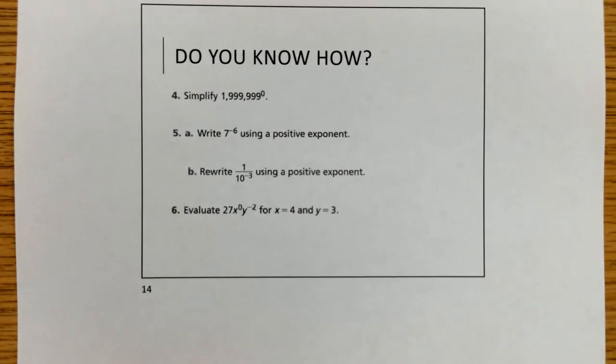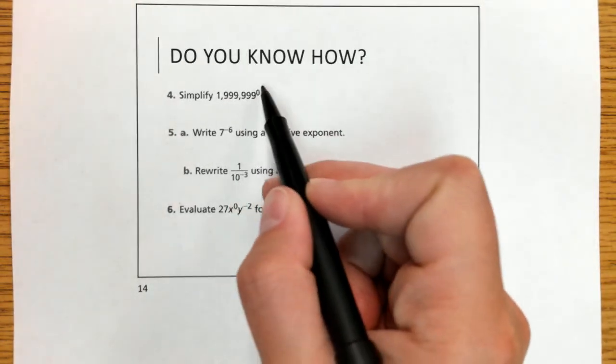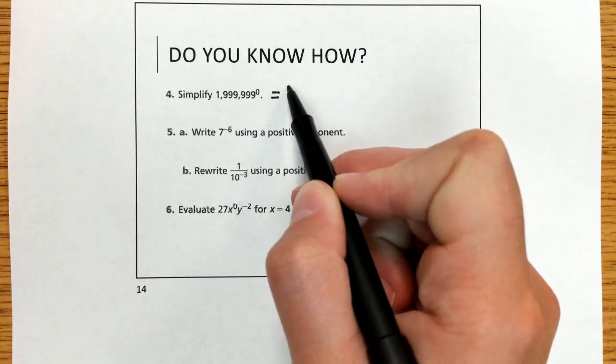There are 3 do you know how problems for you to do, 4, 5, and 6. 5 has parts A and B. So go ahead and answer those 3 problems, and then resume the video when you're ready to check your answer. The first one, we have the 0 power. Whenever you have something raised to the 0 power, it always equals 1.